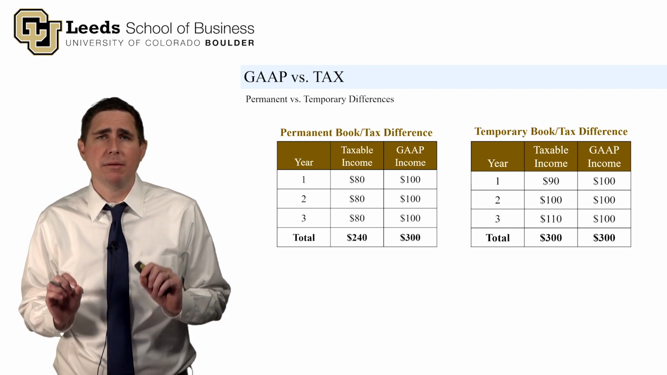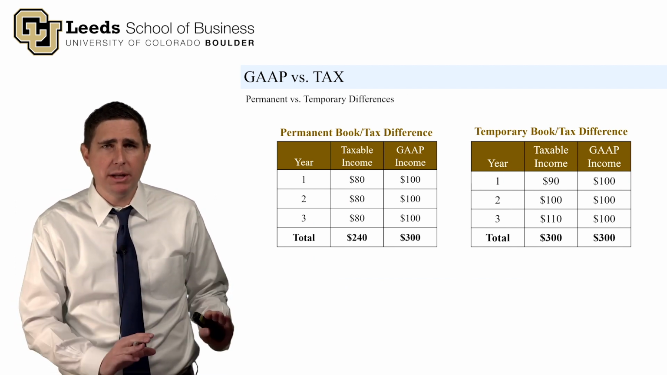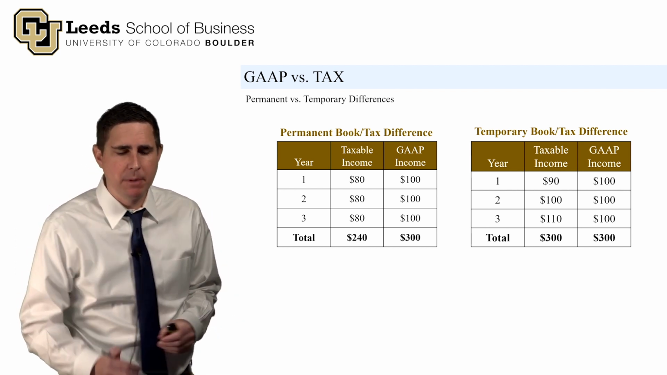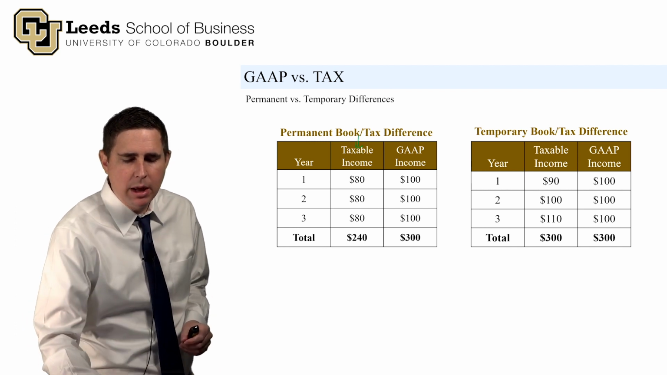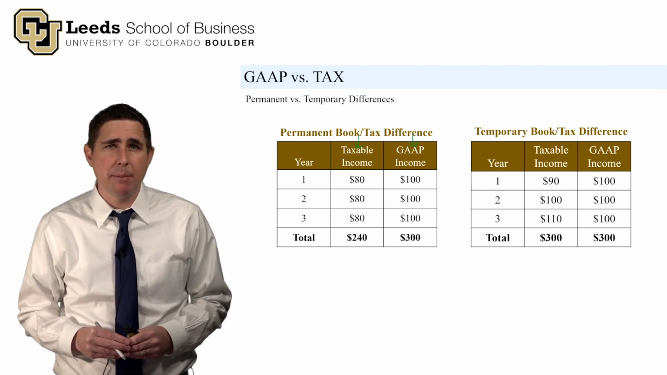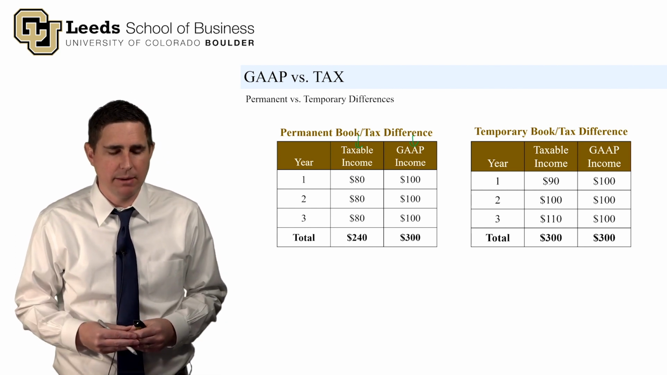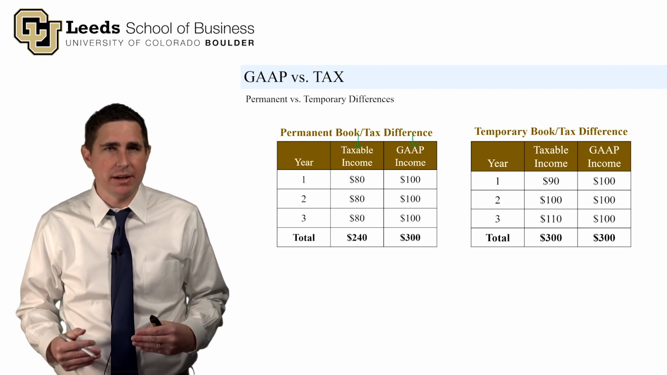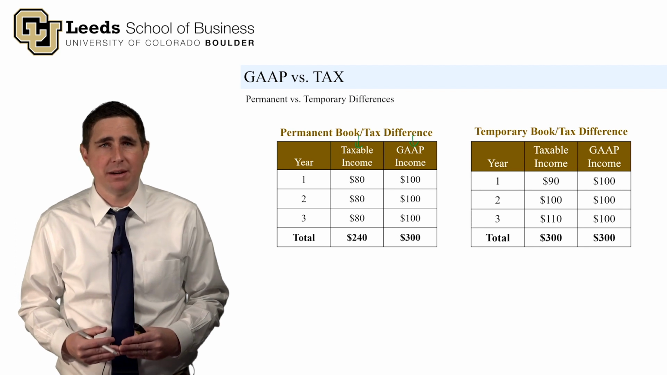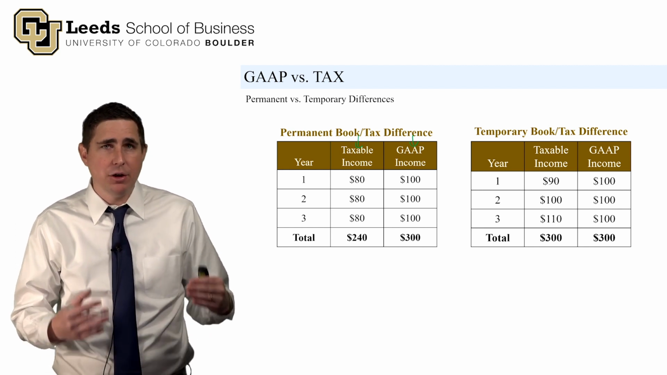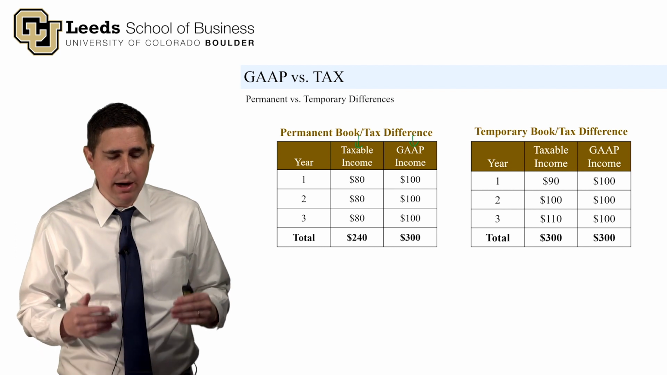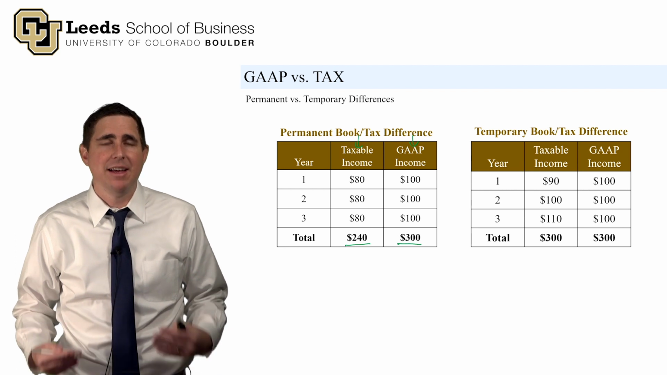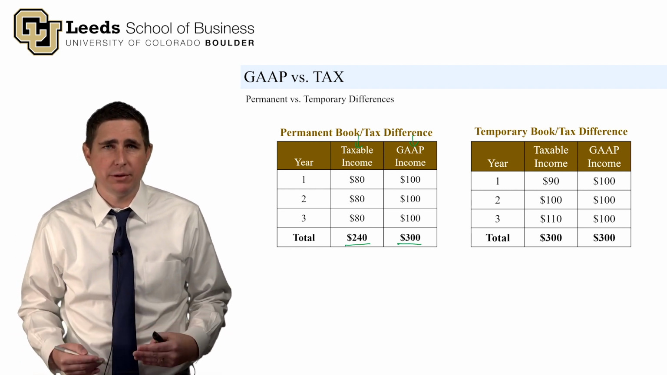So let me show you a tangible example of what a permanent difference looks like and what a temporary difference looks like. First, a permanent book tax difference. Here in this column, we have taxable income, and in this column, we have income that shows up on the GAAP income statement, or maybe we'll call that pre-tax income, okay, on the GAAP income statement. And you can see that taxable income is just persistently $20 less than GAAP income. And it's like that in year 1, in year 2, in year 3. And in fact, total over 3 years, total taxable income is just permanently less than GAAP income. Okay, this is a permanent difference.